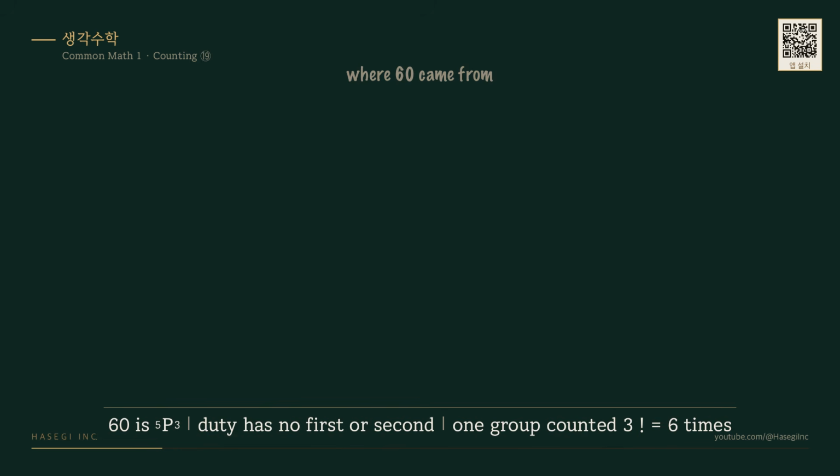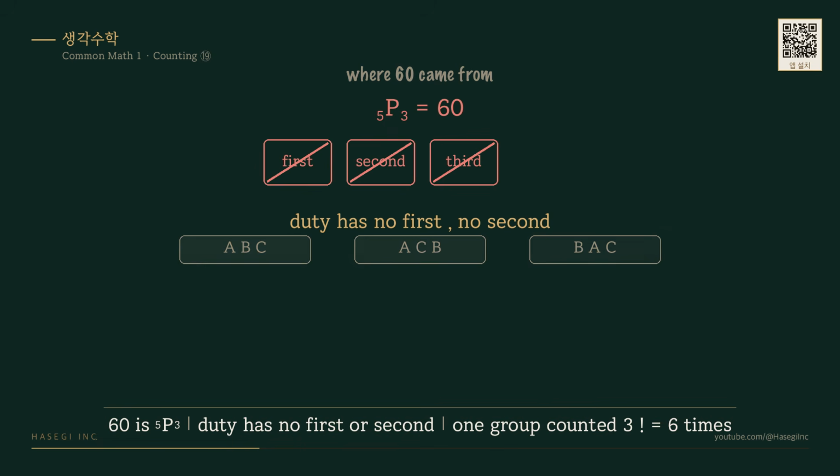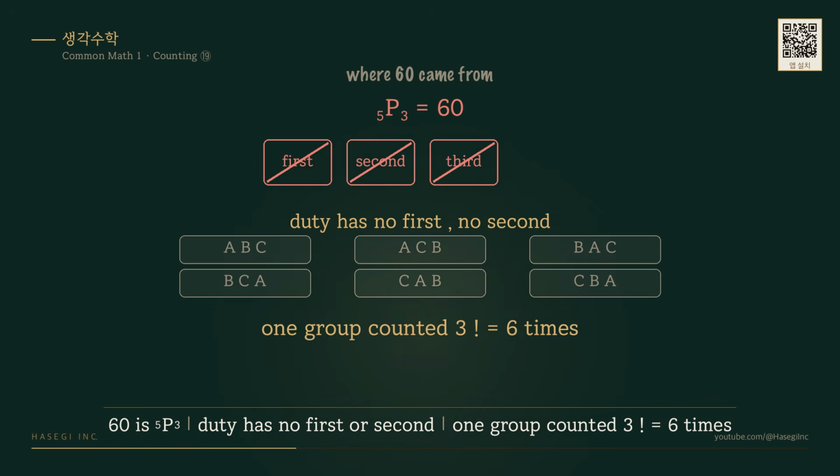The student who said 60 counted 5 P3. They effectively built 3 labeled seats, first, second, third, and sat people in them. But cleaning duty has no first and no second. Whether A, B, and C get picked or C, B, and A get picked, it is the same 3 people. So that student counted one single group several times over. How many times? As many ways as 3 people can be lined up.